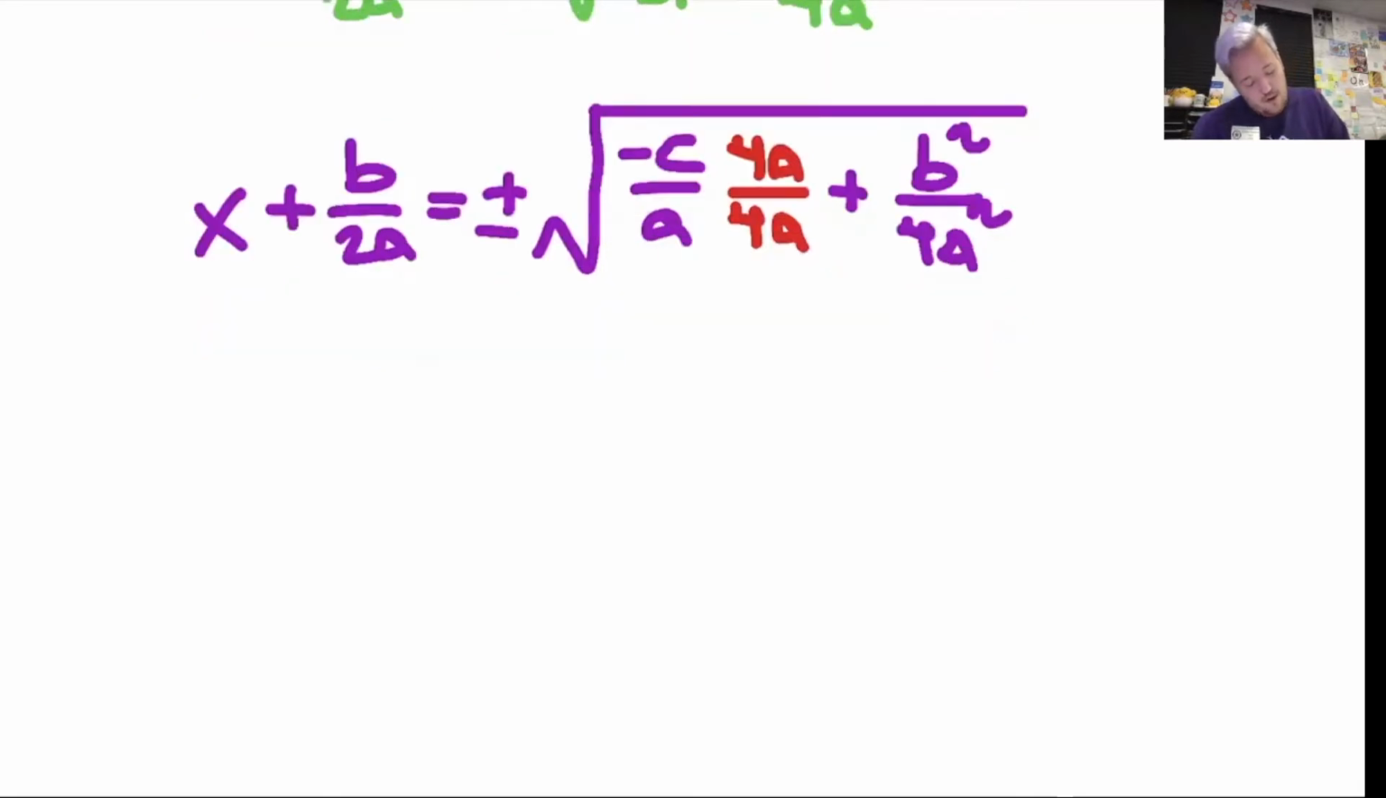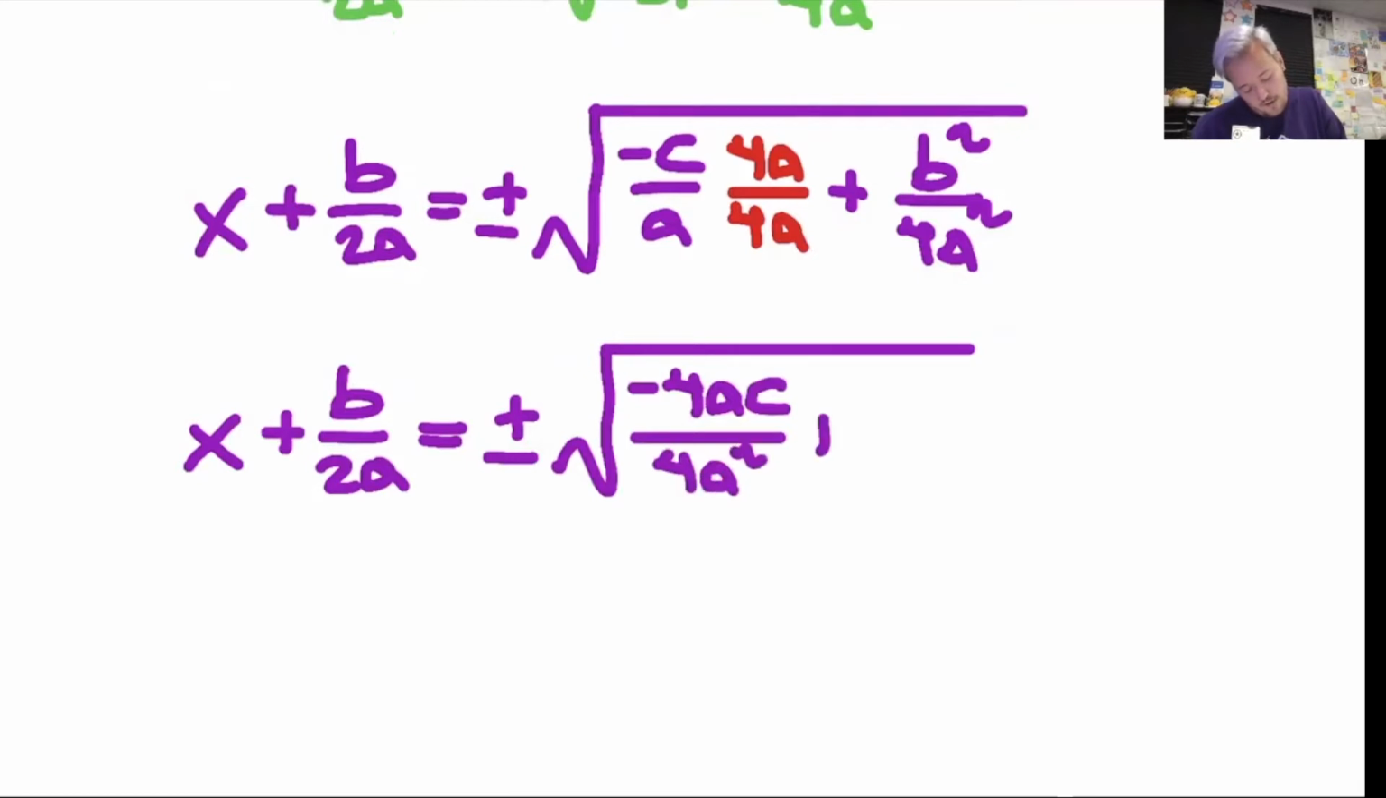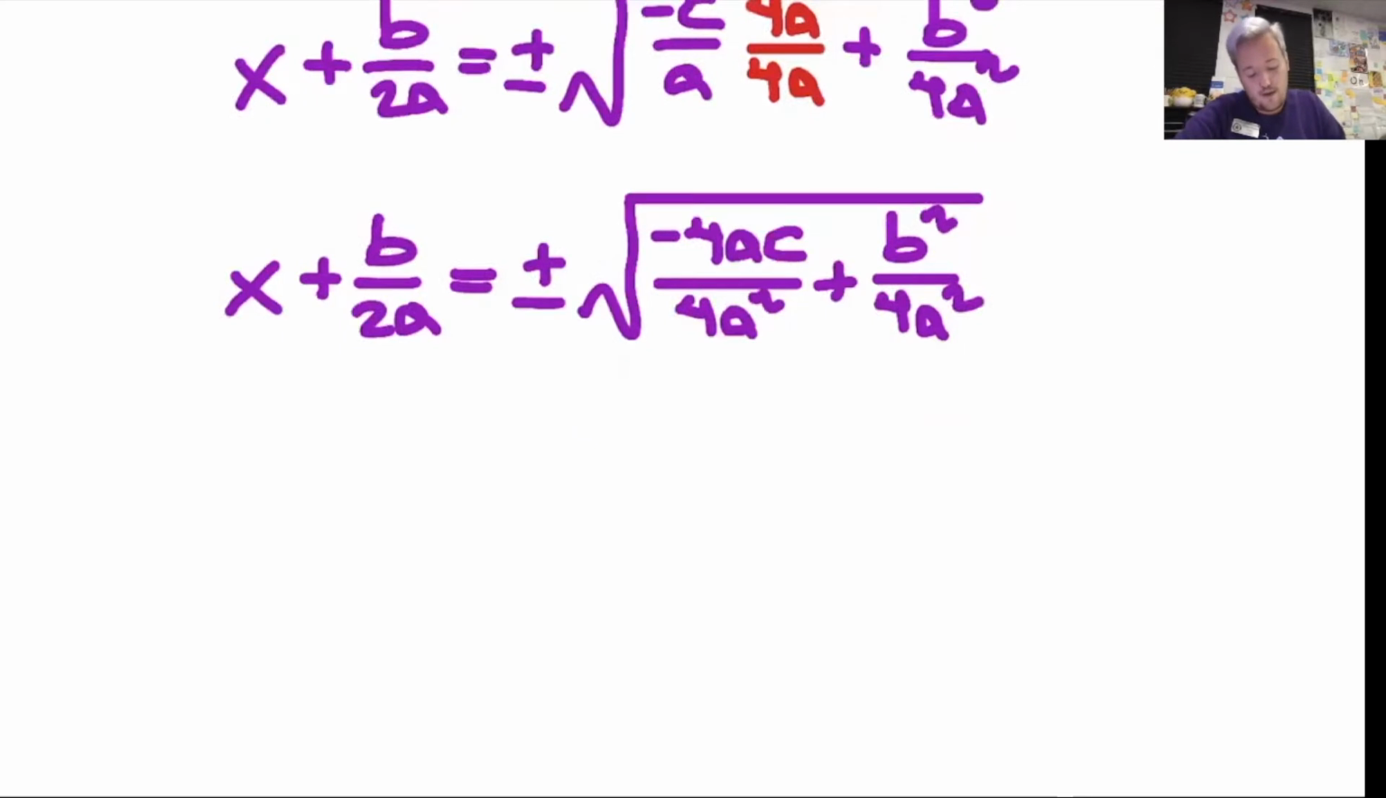All right, so when I do that, what you're going to have left inside is negative 4ac all over 4a squared plus b squared over 4a squared. All right, and now notice how we have the same denominator value here inside the radical. So that means I can combine those two fractions into the same fraction.